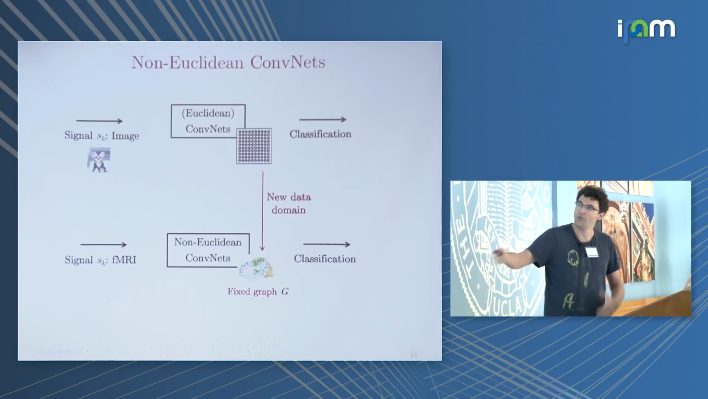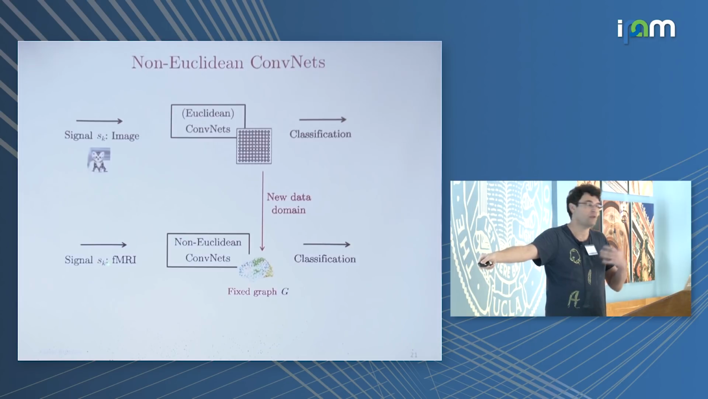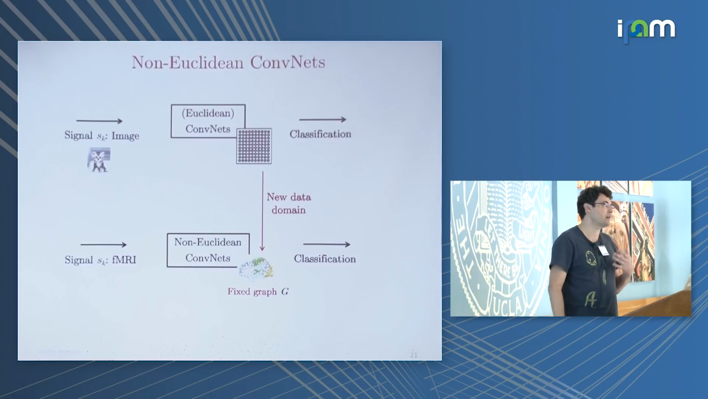The same here, so what we're gonna do for this first part is basically, we have the standard convnet. So the input is an image, okay, this is a signal, and the image is defined on the Euclidean grid, and then we can do, for example, classification. So this is the standard convnet, okay. What we will do here, we will make this modification: we are going to change the Euclidean grid into a graph, a fixed graph, okay? And the input signal can be like a functional MRI signal. And we can do, for example, classification.